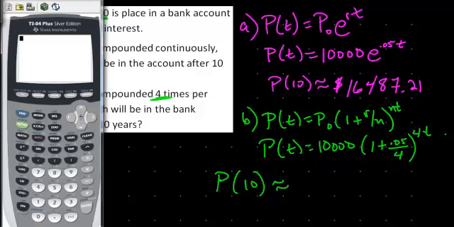So 10,000 times 1 plus 0.05 divided by 4, all raised to the 4 times, and we're looking at P of 10, so 4t, 4 times 10.